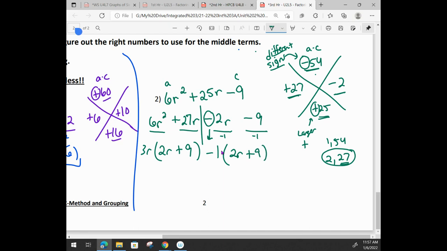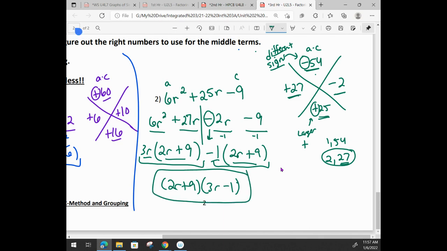2r plus 9, but you're not done here, okay? This is just the second to last step. You're almost there. Think of this as one term. Think of this as one term. They both have the 2r plus 9 in common. Factor it out, and then put the 3r minus 1 together.